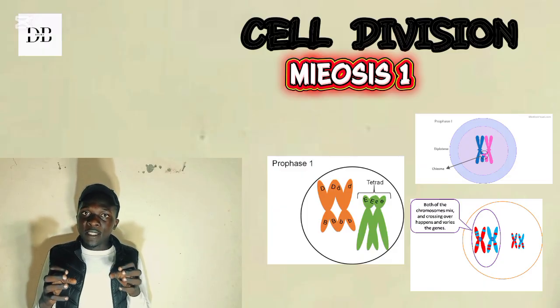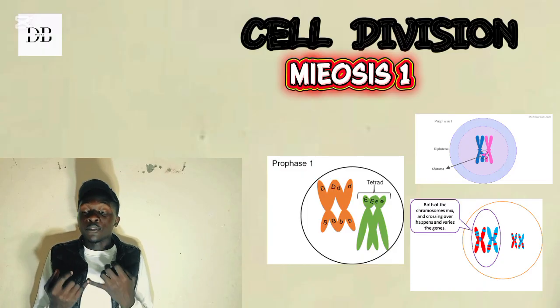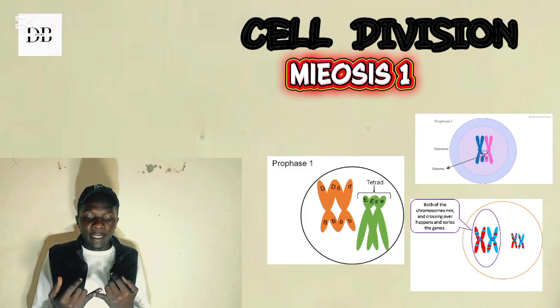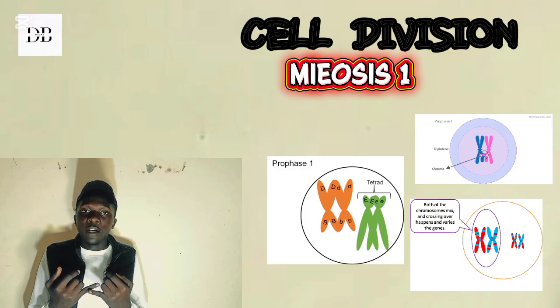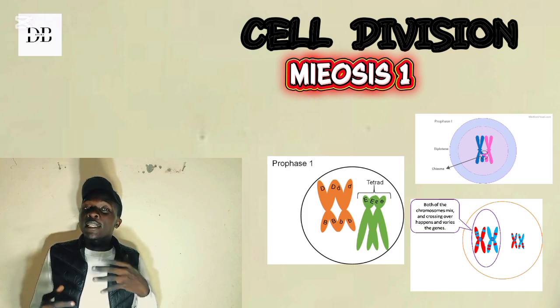So when synapsis happens, when the chromosomes come together, that is called synapsis. And then the sharing of information through the chiasmata, we call crossing over.